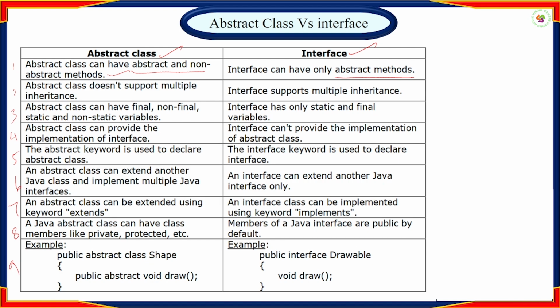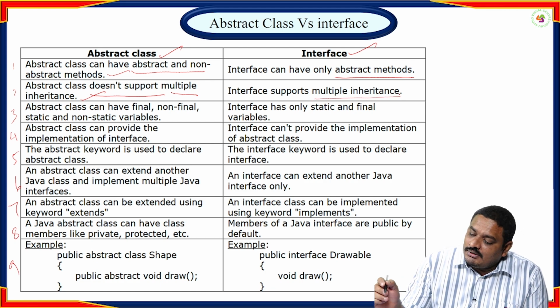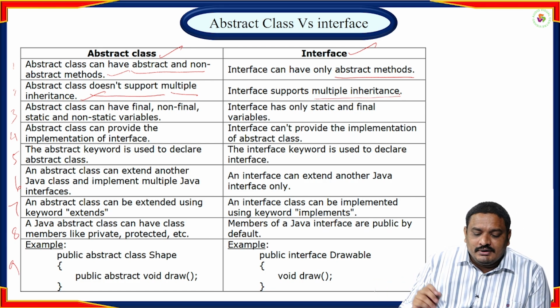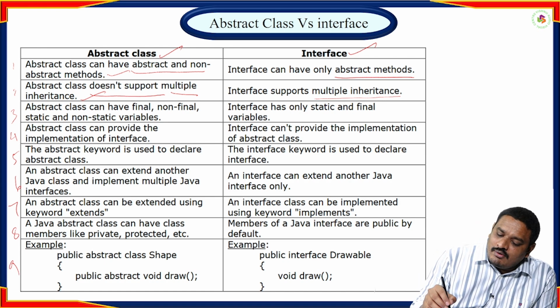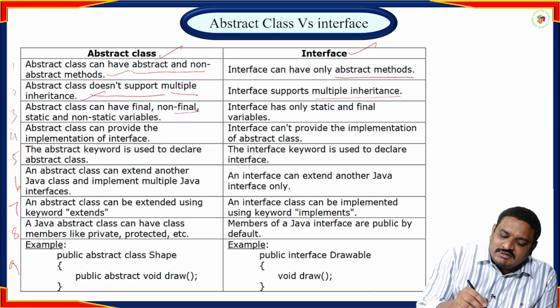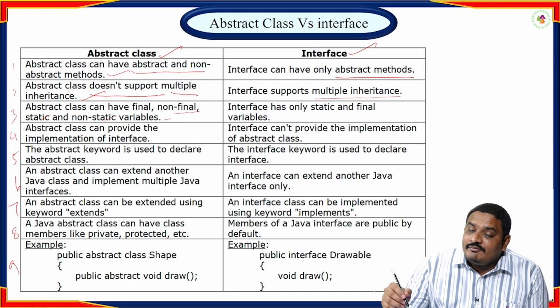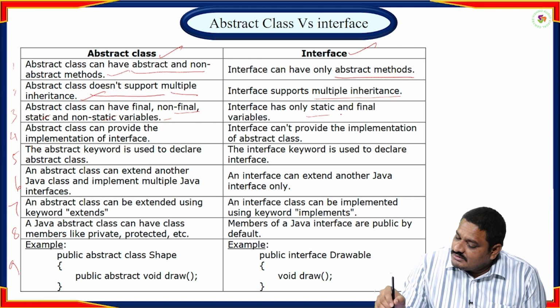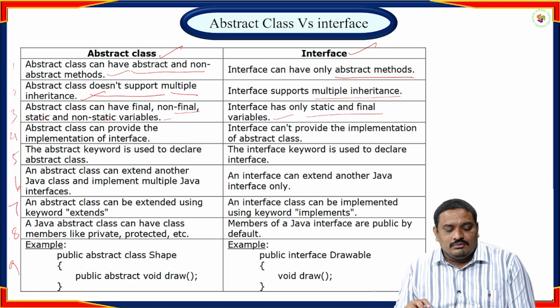What is the second one? The abstract class does not support multiple inheritance, whereas the interface supports multiple inheritance. That is the second one. The third one is that the abstract class can have final, non-final, static, and non-static variables. The interface has only static and final variables. That is the third difference.